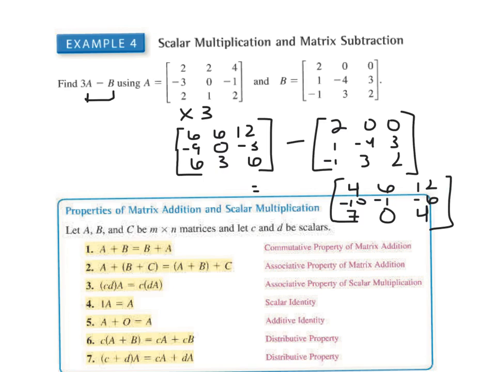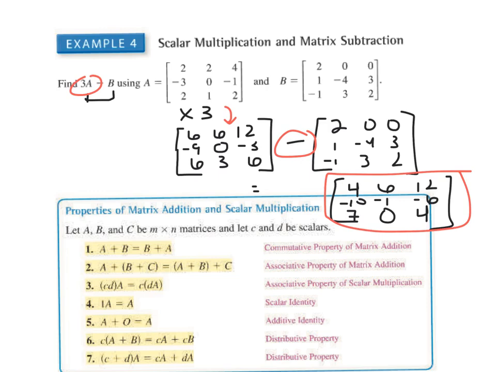All right, hopefully everyone got the final, which was 4, 6, 12, negative 10, negative 1, negative 6, 7, 0, 4. So you have to multiply your first matrix by 3. So that's what I did here. The thing you have to be careful of with subtraction is if it has a negative, just make sure to distribute that negative.